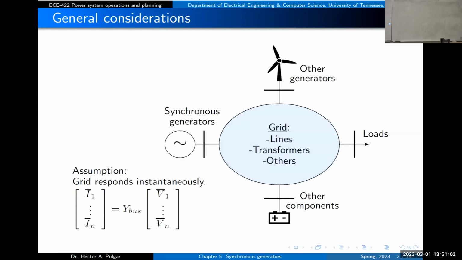So if there are some drastic changes in this current injection, what could be a drastic change? What do you think? The connection or disconnection of a load or a generator. Perfect. So all of a sudden, we have a generator outage. All of a sudden, the governor goes to zero. Then the voltage immediately will respond and you will have a new voltage. So voltages in the grid can change instantaneously.